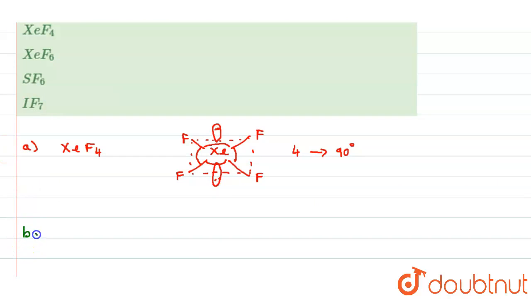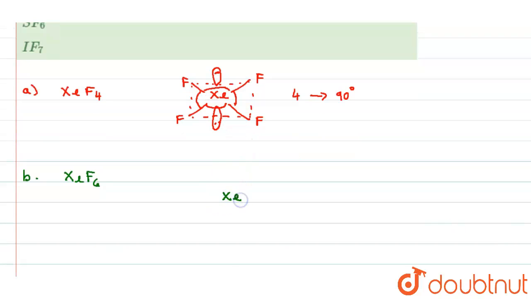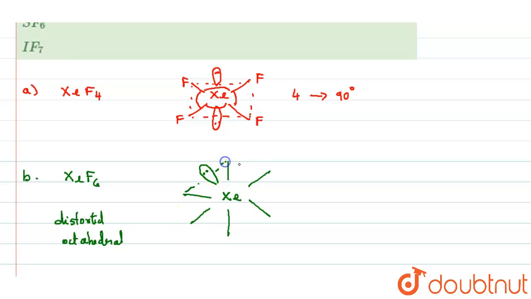So let us see option B now. In option B, we have XeF6. XeF6 has the following structure where Xe is the central species with 6 fluorines, 1, 2, 3, 4, 5, 6, and then there is a lone pair here. It is sp3d3 configuration, so it has a distorted octahedral shape. As we see here, the base is pentagonal, so it is a pentagonal pyramid. How many 90 degree angles do we have altogether? It is repelling 1, 2, 3, 4, 5, 6, 7, 8. So total we have 8 90 degree angles.